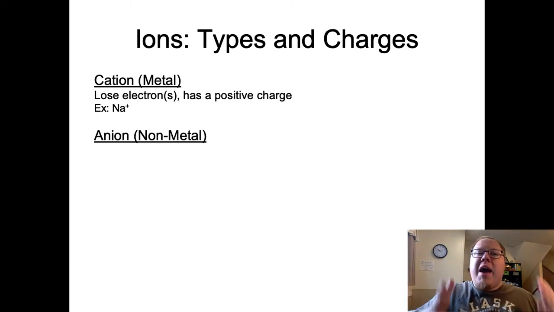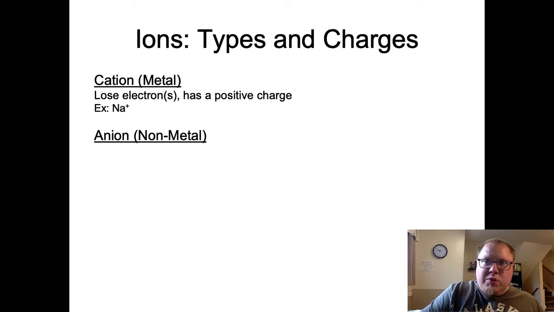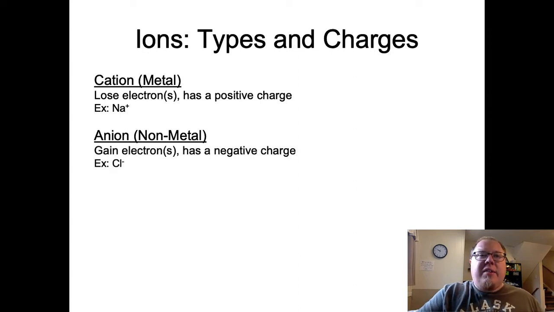The other one is the anion. That's the nonmetal. This is the one that gains electrons. Since it now has an extra electron, which are negatively charged, it has a negative charge. So, for example, sodium, in that example I had before, that's the cation, okay? Positively charged ion. The anion is chlorine, the negatively charged anion, right?